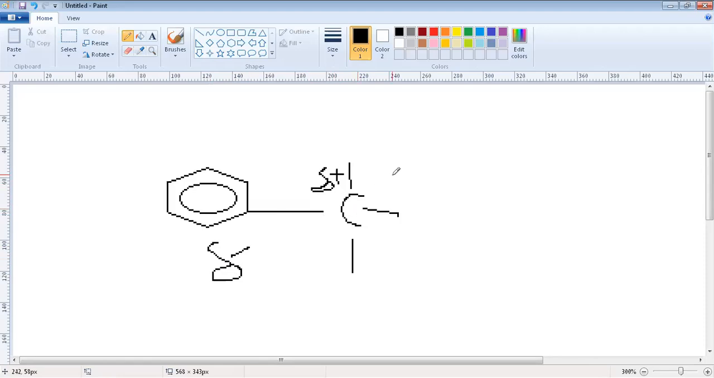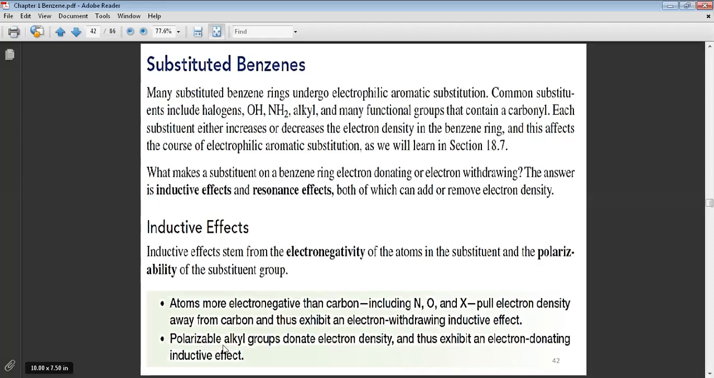In this example, the carbon is donating or withdrawing? Donating, yes, donating, because it is partially positive. Partially positive means the electron density has been donated. Okay? The alkyl group is electron donating because alkyl groups are polarizable groups. I hope you understand this. Polarizable alkyl groups donate electron density, and this exhibits an electron donating inductive effect.